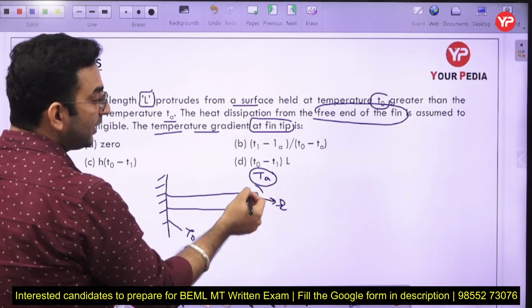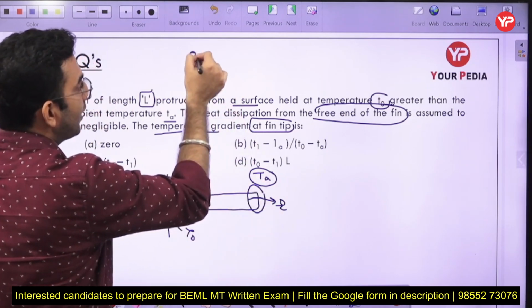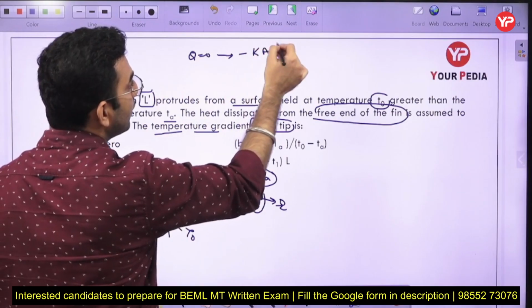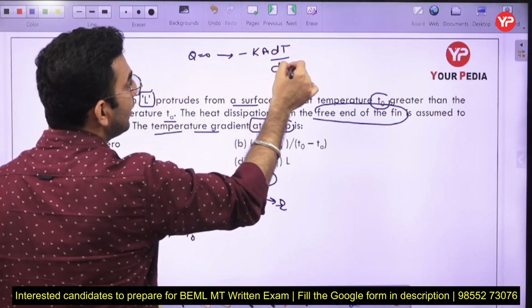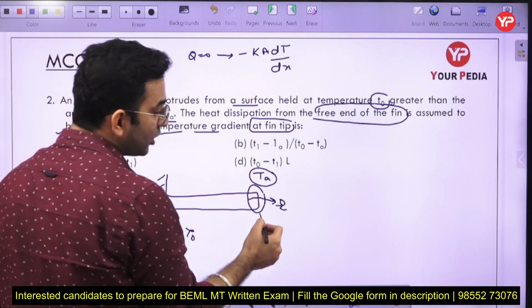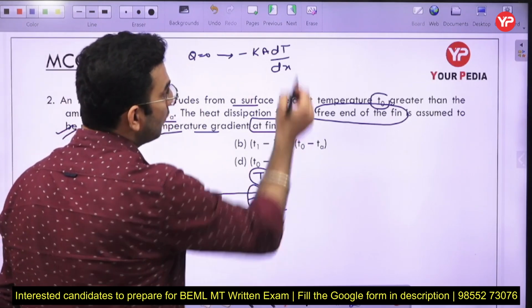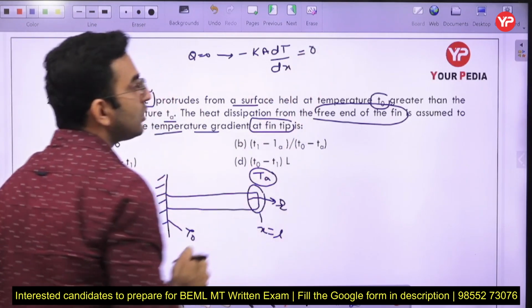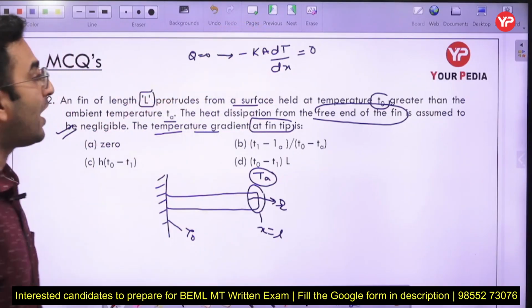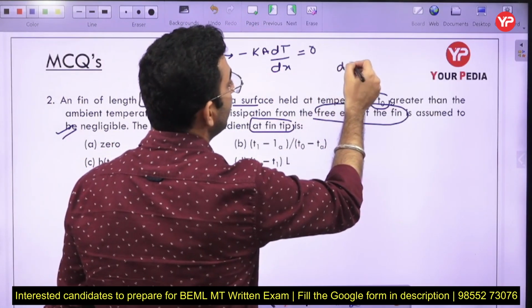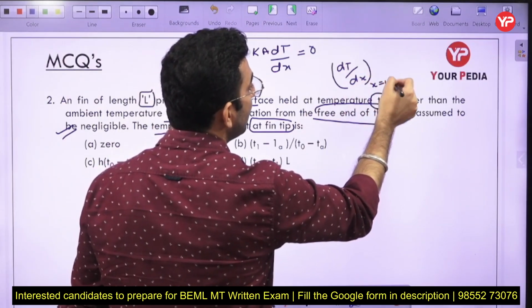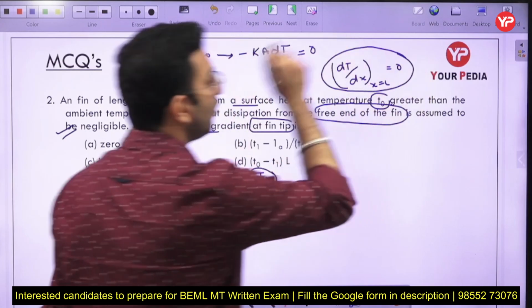So I can say at the tip of the fin there won't be any heat transfer. Correspondingly, if I go through the Fourier law of heat transfer here, I can say the value of minus kA dT by dx at x equal to L will be equal to 0. So now you can see what will be the temperature gradient at the tip. I can say the temperature gradient at the tip will be equivalent to 0 here.